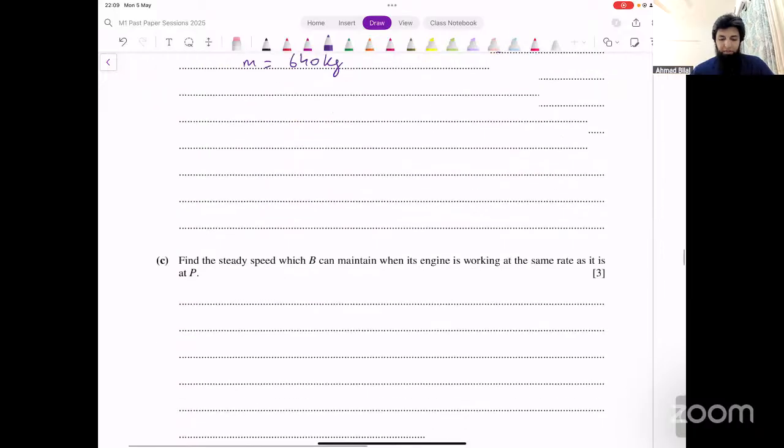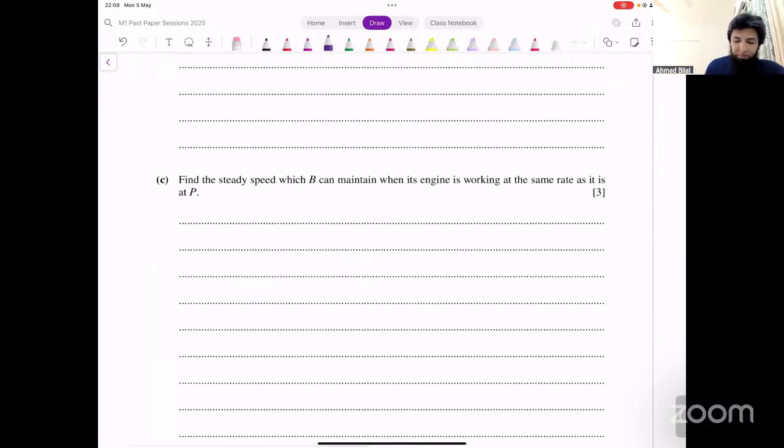Okay, let's look at the next part. It says find the steady speed. Steady speed, what does that mean? Acceleration is 0. Right? Steady speed, it becomes stable, constant speed, which means acceleration is 0. If acceleration is 0, forward forces and the backward forces, they are supposed to be equal to each other. When its engine is working at the same rate as it is at B.